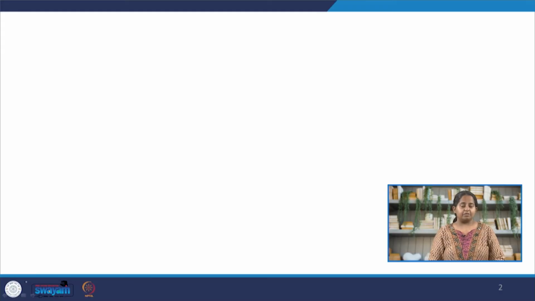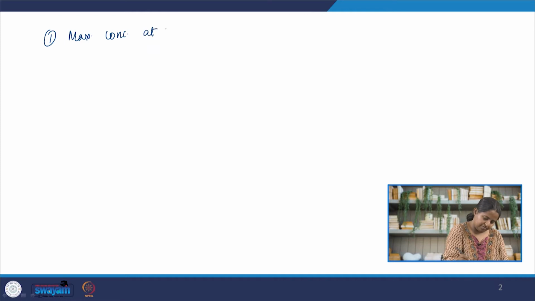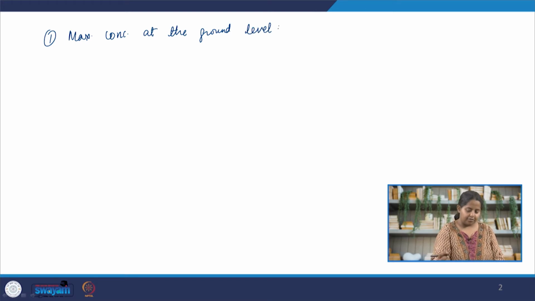So let's get started. The first question we are going to answer is, what is going to be the worst case concentration on the ground level? So we want to find out the maximum concentration at the ground level. And we are going to assume that all other assumptions of the Gaussian Plume model are relevant.